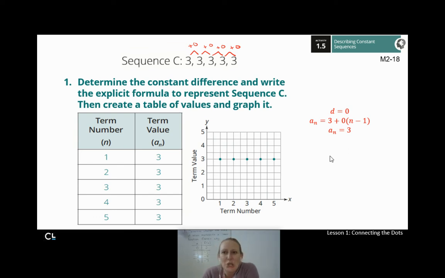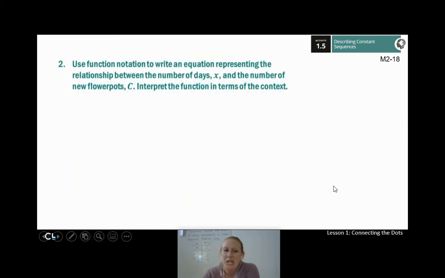Okay, so we have the explicit formula. Can you write it in function notation? And maybe instead of using an f, let's use c. So instead of f of x, let's call it c of x. And instead of n, let's use an x. Go ahead and hit pause to put your arithmetic explicit formula into function notation, and then hit play to keep going.